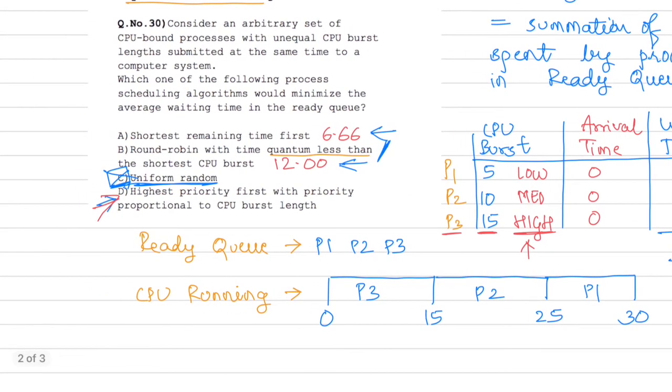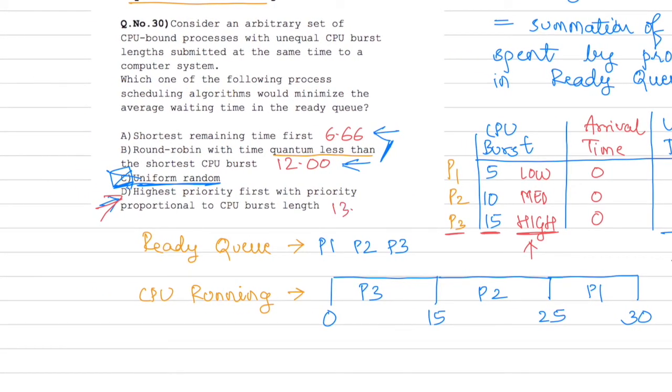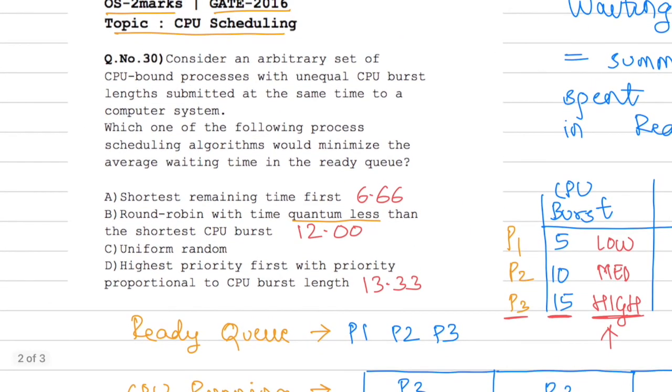Let us note it down here. So this becomes 13.33. Let me write it in a better way. Yes, 13.33. So if you clearly focus on the options, we want to minimize the average waiting time. So the minimum average waiting time is from option A.